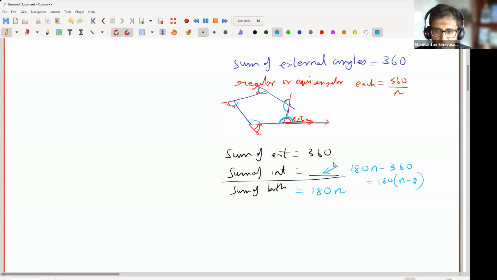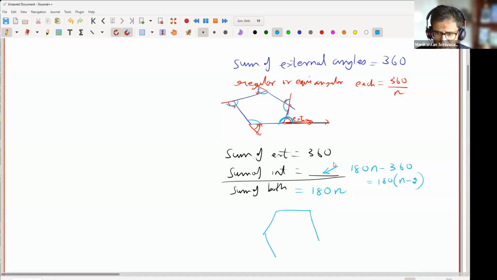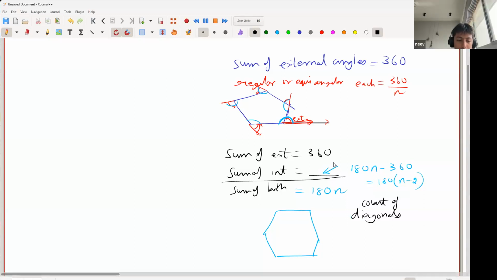Okay, what about diagonals? Let's say I have, again, let's stick with the hexagon. Doesn't matter. Again, I'm intentionally drawing it irregular so that we don't make any false assumptions. How many diagonals will this have, or an n-sided polygon? Neve, do you know how many diagonals an n-sided polygon will have? Number of diagonals. Not really sure, sir. Okay, fine, no worries. Snigdha, do you know the number of diagonals in an n-sided polygon?